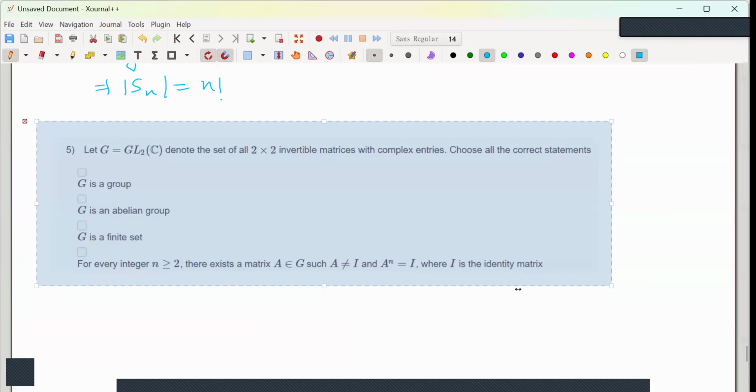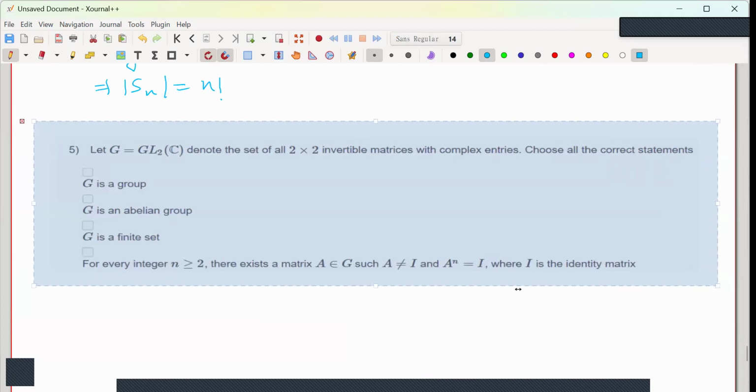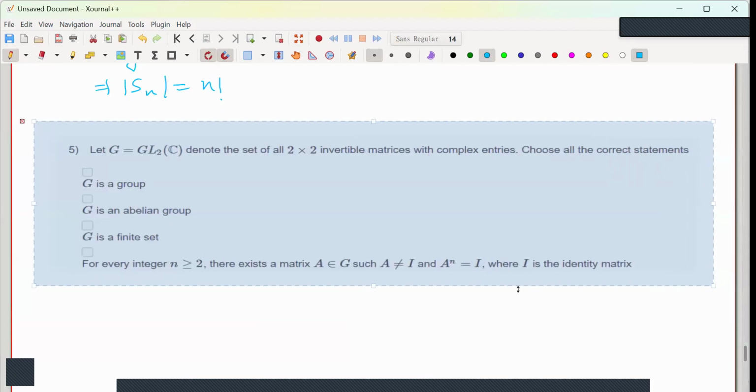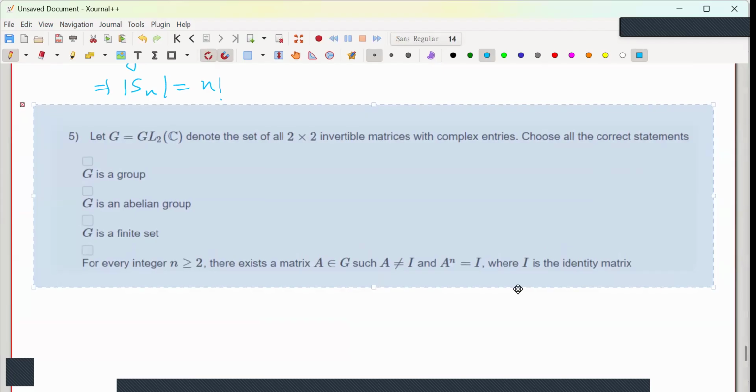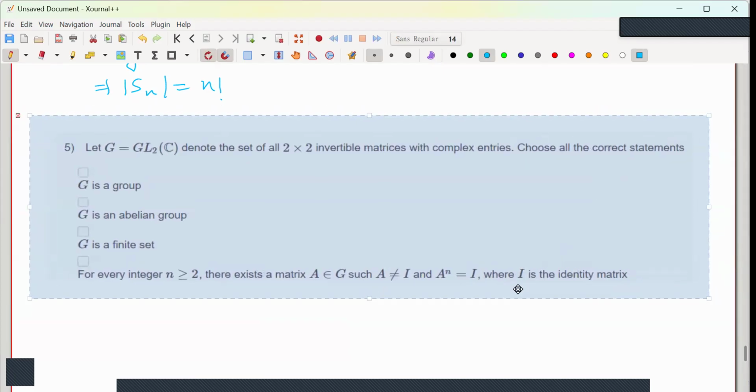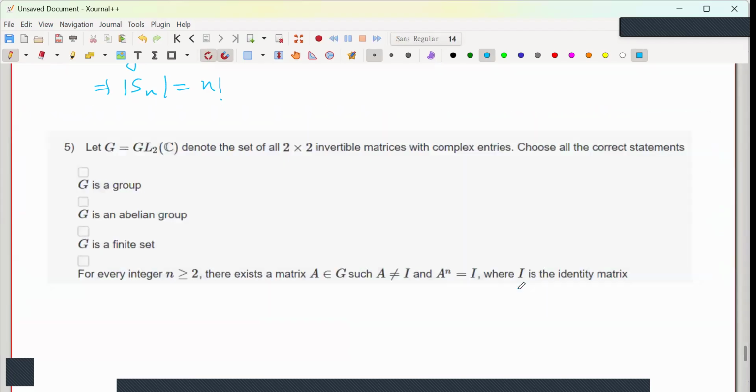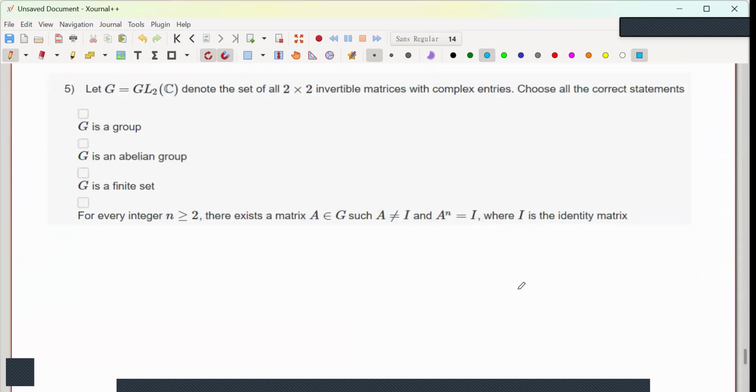G is GL2C, the general linear group of 2 cross 2 matrices over complex numbers, which means just the group which contains 2 cross 2 invertible matrices with complex entries. We need to choose the correct statements. G is a group. That's true.